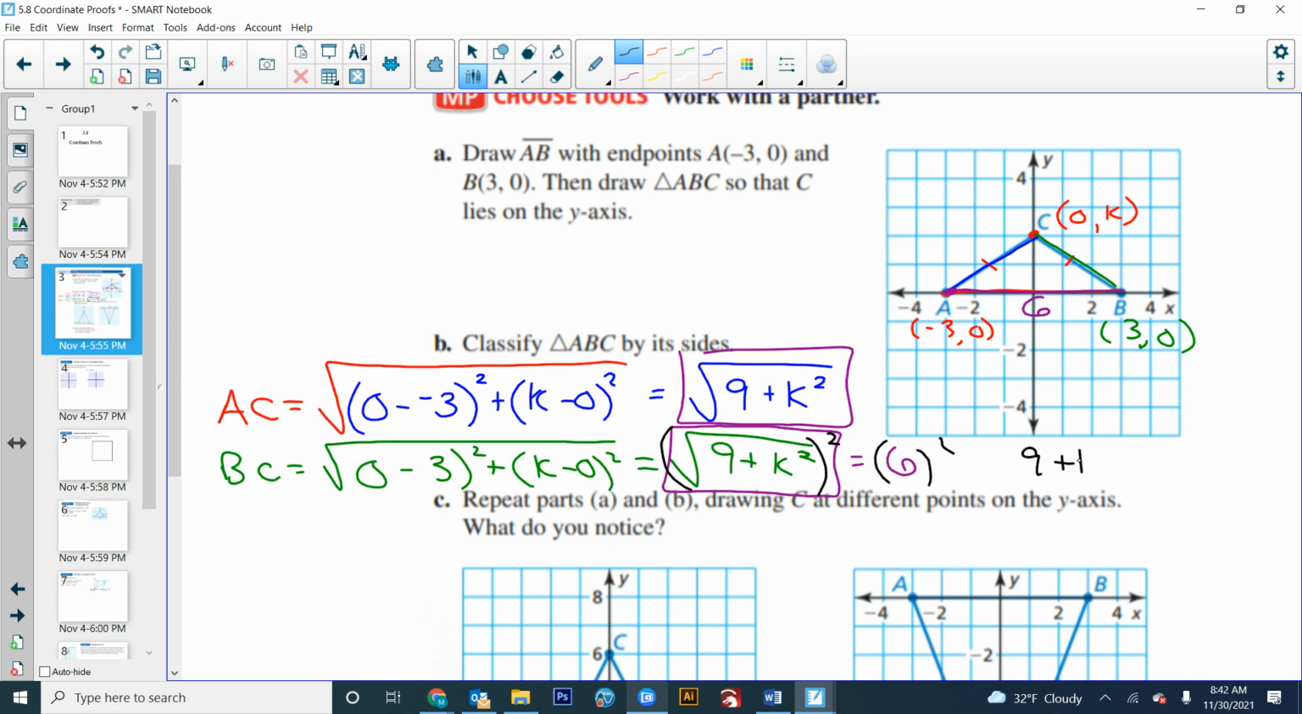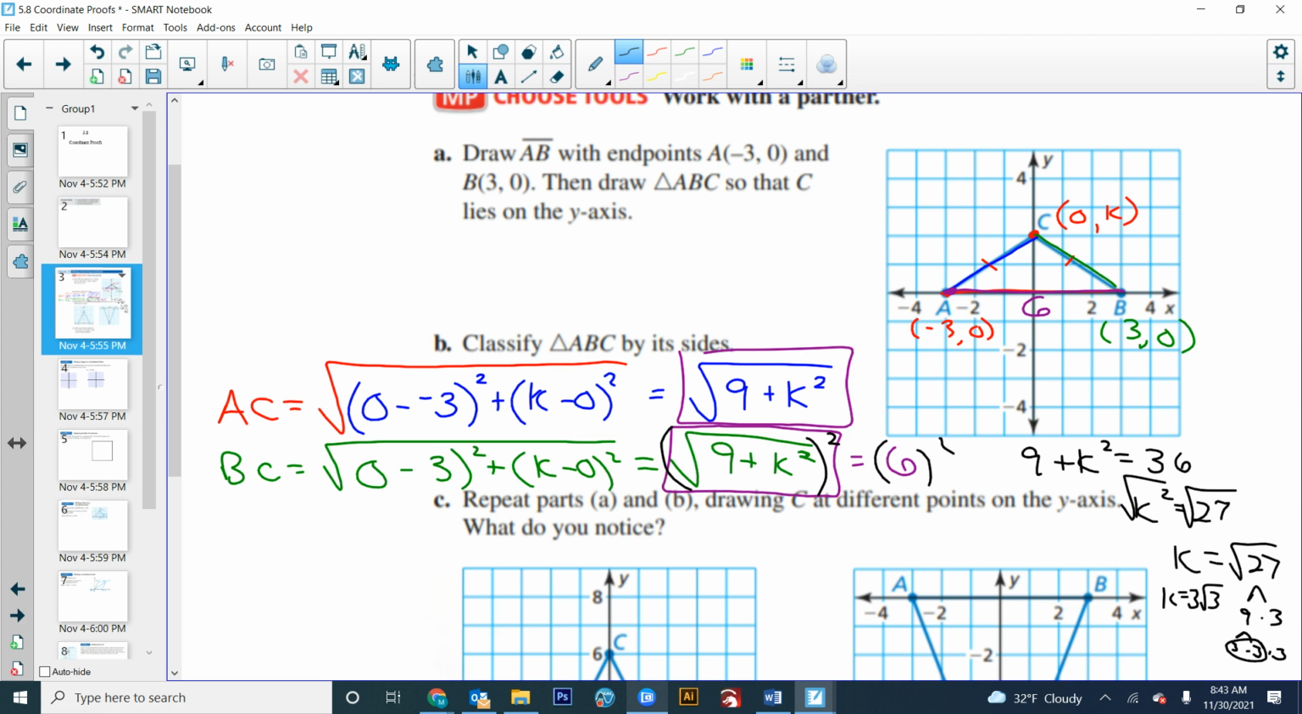So 9 plus k squared equals 36. Minus 9. What's 36 minus 9? Good. K is the square root of 27. 9 times, break it up. 9 times 3. 3 times 3 times 3. K is 3 radical 3 in square root form, or a little more than 5 in decimal form.